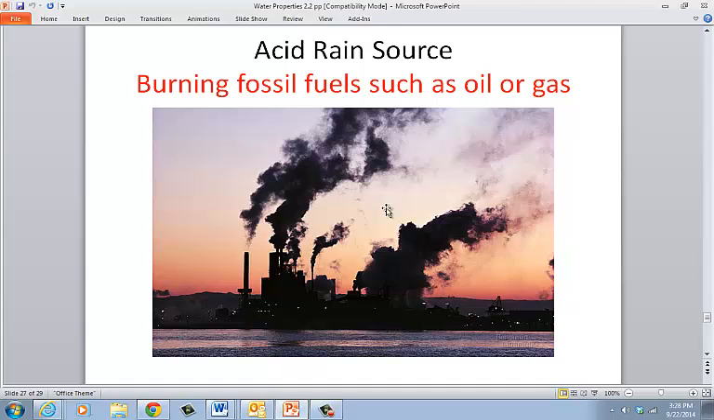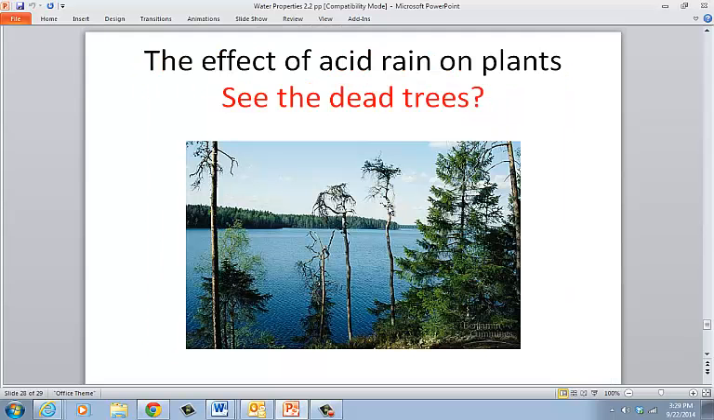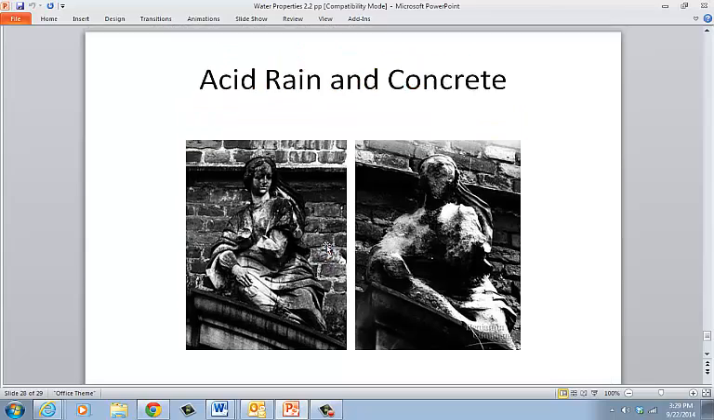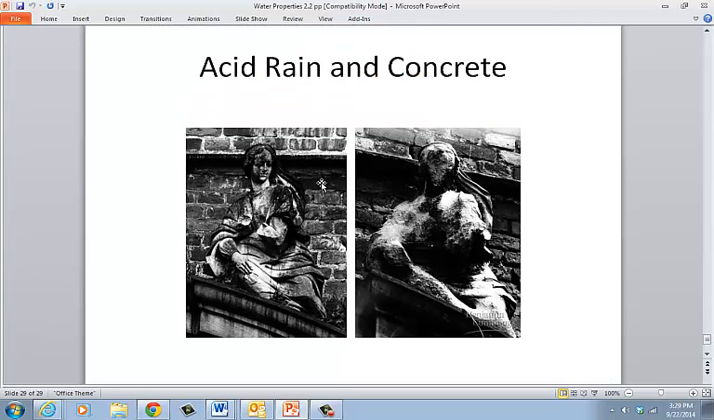It can burn leaves, it's going to put too much acid in the soil, and the plants are going to die, or it's going to have an impact, clearly, on those plants. So you can see these dead trees right here, and that's the effect of acid rain, because the water is just too acidic. And you can see on concrete, here's what it looked like before, and it just eats up that concrete because the water is too acidic.